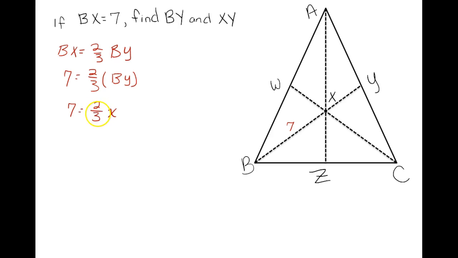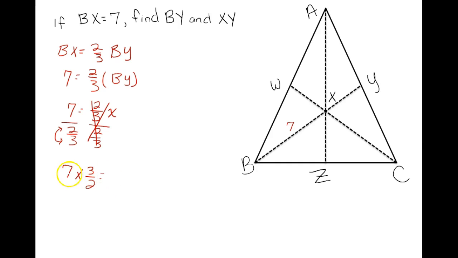If I'm trying to divide both sides by 2/3 to get that X by itself, I am going to have to multiply by the reciprocal. Remember that when you divide a fraction, you multiply by the reciprocal, and that's just flipping the fraction. So now you have 7 times 3/2, right? So 7 divided by 2/3 is the same as 7 times 3/2.